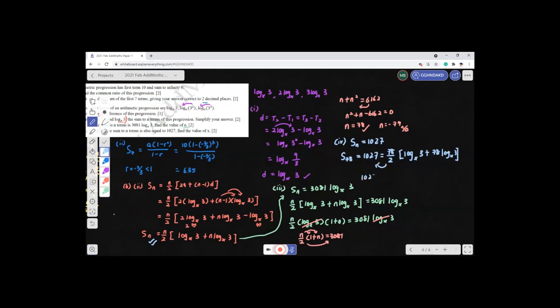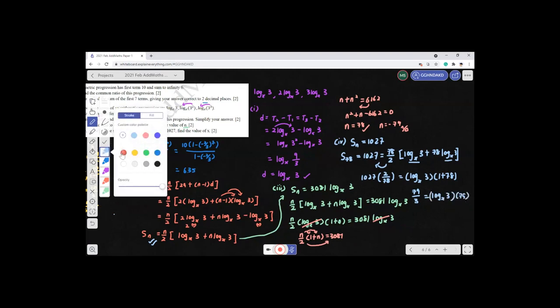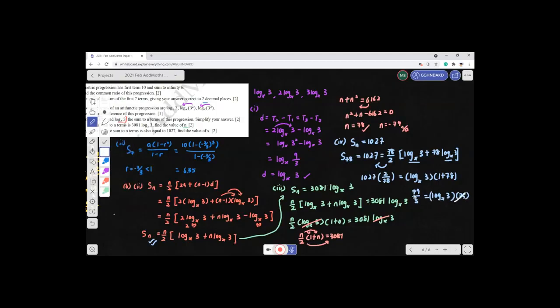So in this case, I bring this to there. So 1027 times 2 over 78, and I factorize out the log x3, so I am left with 1 plus 78. So 1027 times 2 divided by 78, I will get 79 over 3 equal to log x3 times 79. Because both parts have 79, you can cancel, so 1 over 3 equals log x3.